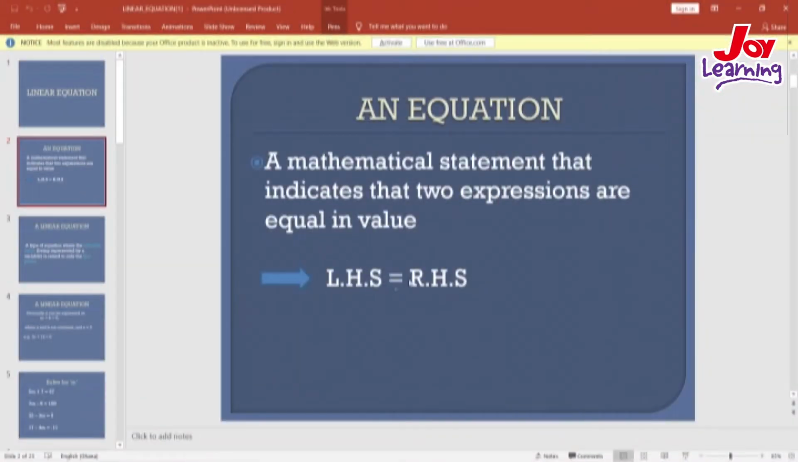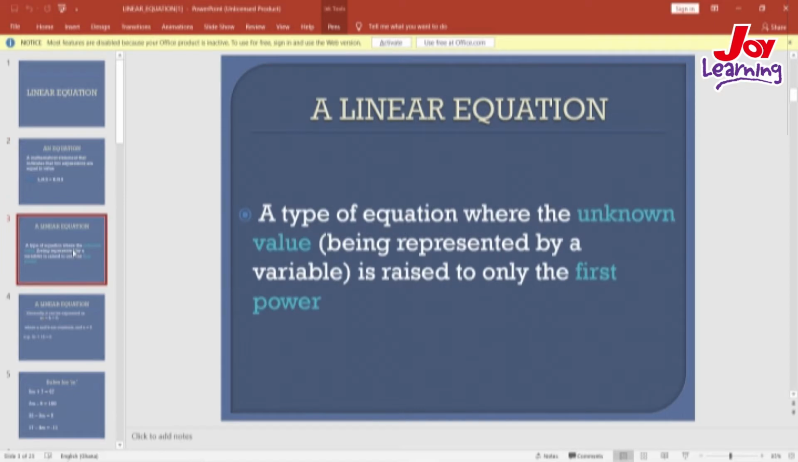Like we have on our screen, the statement on the left hand side should be equal to the one on the right hand side. With that we have an equation, basically a statement that has an equal to sign within. That being said, let's look at what a linear equation is. We know an equation is a statement that has an equal to sign in, which indicates that the left hand side and the right hand side expressions are the same.